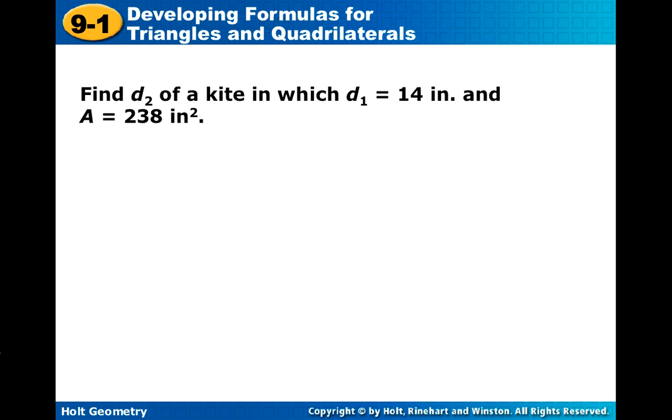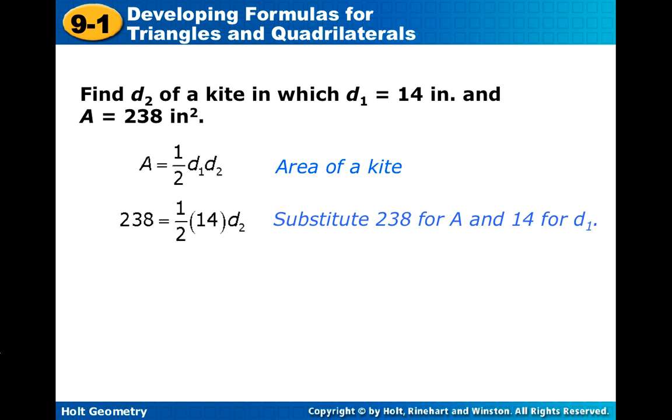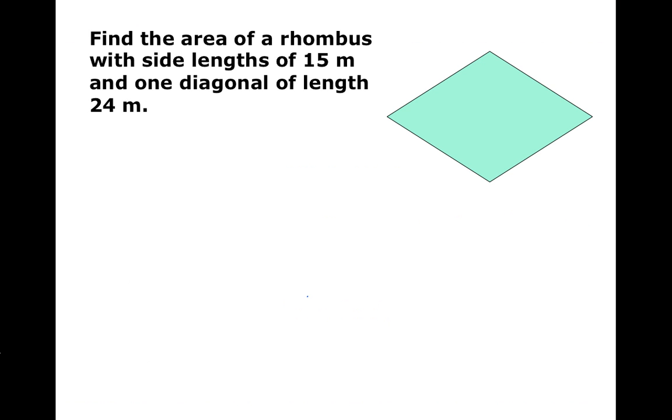Label the units. You're finding the length of a diagonal, so you should not have square units on this answer. I have that. Okay. So the formula filled in, I took 1/2 times 14 and got 7, and then divided by the 7. So 34 inches. Oh, I got that labeled wrong. Square inches. I'm going to change that. 34 square inches. Yep.